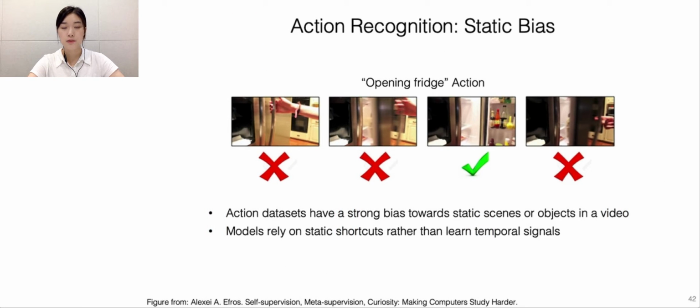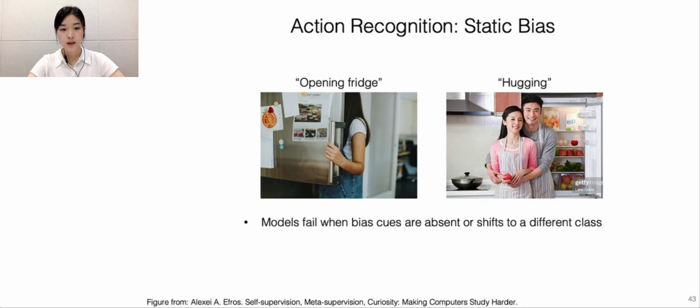We finally validate our model on the action recognition task. Action datasets have been reported to have a strong bias towards static cues, so models rely on static shortcuts rather than learned temporal signals. For instance, for this opening fridge action, all the model sees is the static indoors of a fridge rather than learning a temporal action. However, there are many real-world scenarios where this static cue is absent or even correlated with a different class. In these cases, the model would fail in generalization.